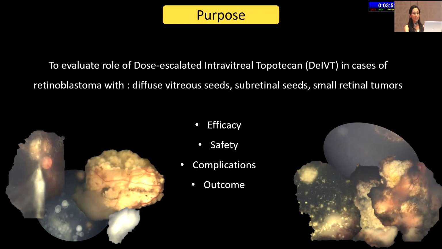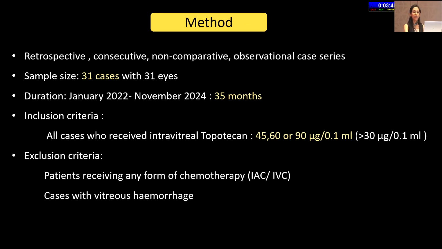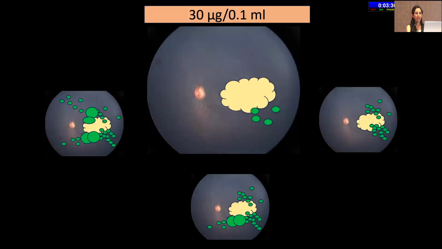safety, complications, and outcome. It was a retrospective, consecutive, non-comparative observational case series which included 31 eyes of 31 cases over a period of 35 months. However, cases receiving any form of concurrent IVC or IAC were excluded.